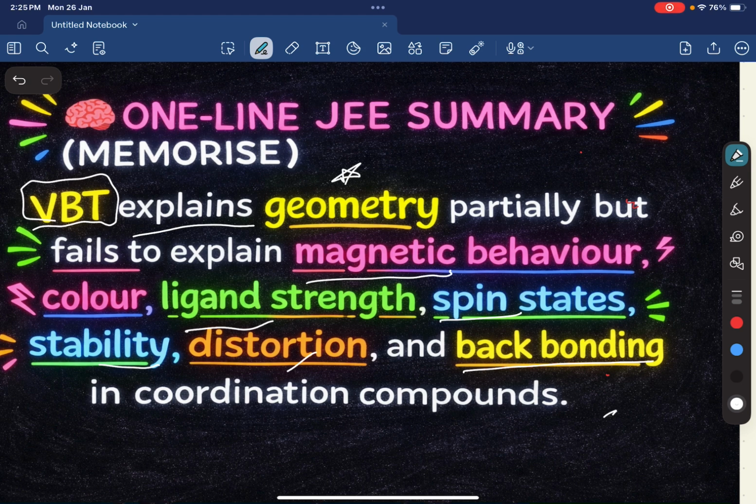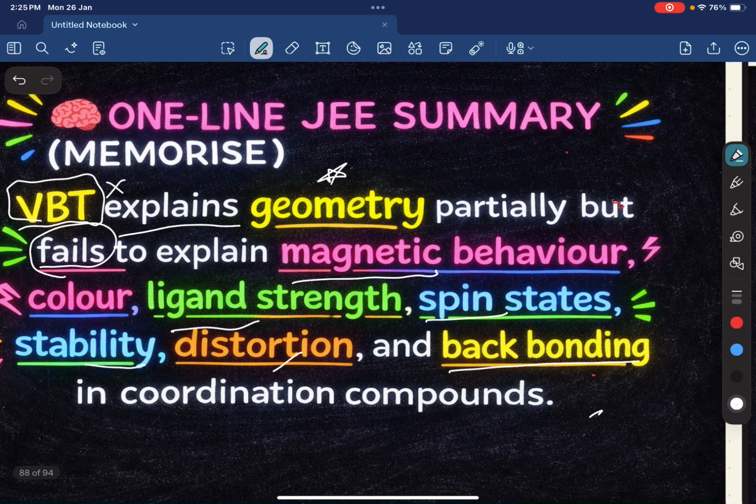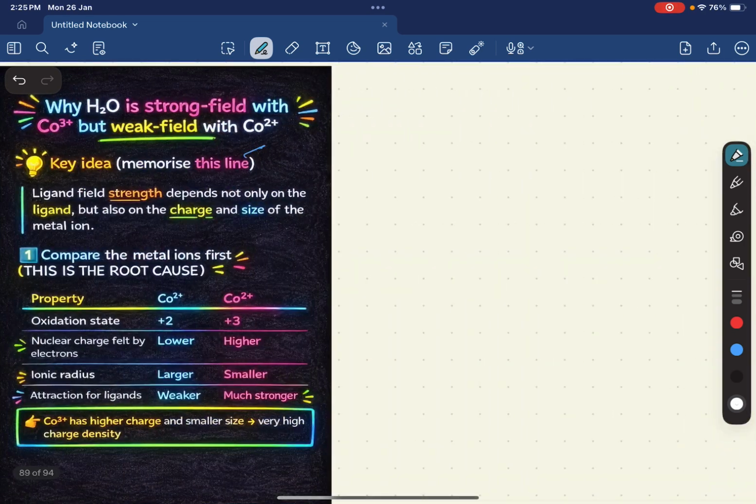So most of these properties fail explanation by VBT theory, which means VBT theory doesn't explain these properties. So we'll discuss them one by one with examples. The first one, these questions are very common in JEE exams or NEET exams: Co3+ and Co2+.